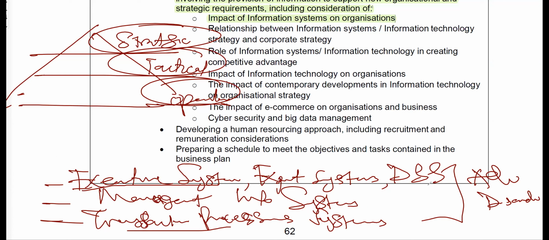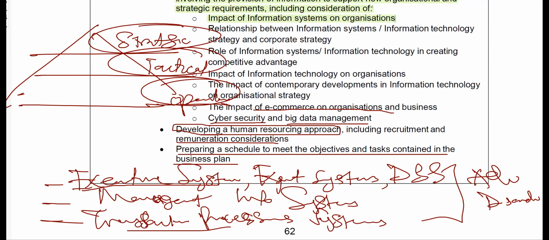Then the impact of these information technologies on the organization. So look at things like new developments in information technology, mobile devices, cloud technology, big data, right? Then we look at the impact of e-commerce on organizations, and cybersecurity and big data management. Apart from that, you must look at human resource development, including recruitment and remuneration considerations, helping to prepare a schedule to meet objectives and tasks considered in the business plan. So you see, business plan is so broad.